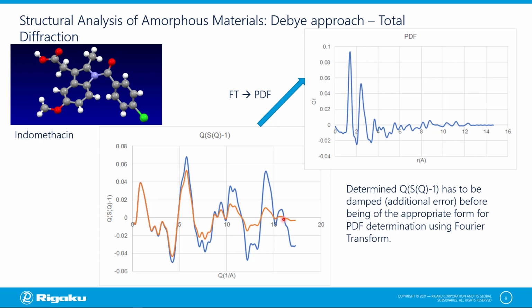So here in orange is the damped QS of Q minus 1 derived by putting in a windowing function prior to the Fourier transform itself. Then to calculate the pairwise distribution function, we just pass that through a Fourier sine transform.